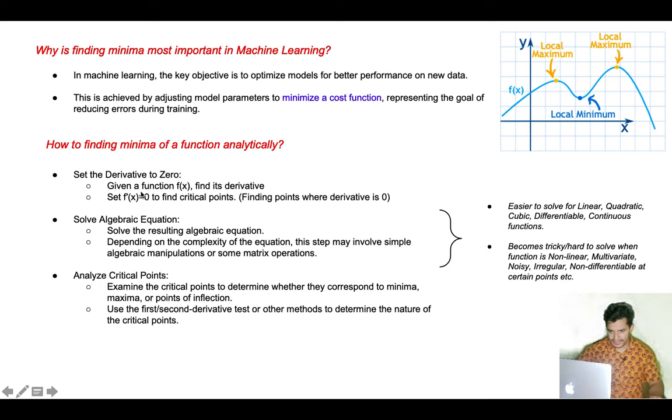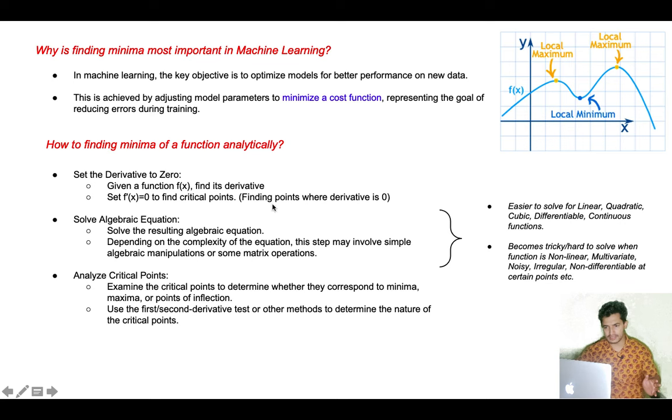So how do we solve f dash x equal to zero? We can solve the algebraic equation. Depending on the complexity of the equation, the step may involve simple algebraic manipulation to solve it, right? Find the first derivative and solve for the variables where the first derivative is equal to zero. It's very easy to solve for linear, quadratic, cubic, differentiable and continuous functions, but it becomes hard to solve when the functions are non-linear, multivariate, noisy, irregular, or non-differentiable at certain points. That's why for linear regression, the closed form solution or the analytical solution exists. But as soon as we introduce non-linearity, like for example in logistic regression when we include sigmoid, the closed form or analytical solution doesn't exist.